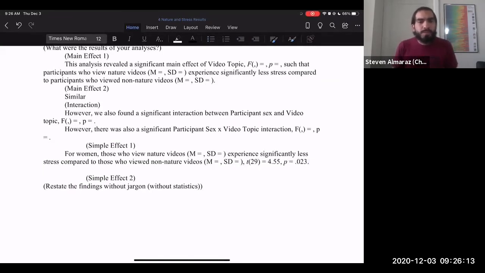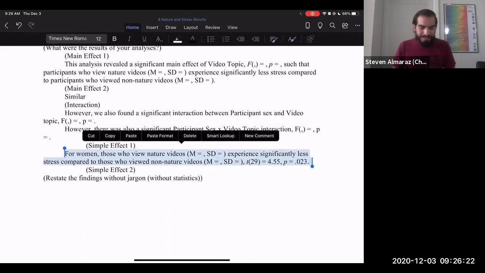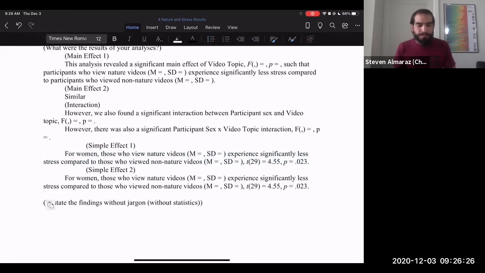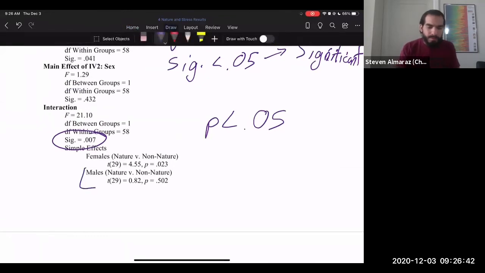So that's what happens for women. But in simple effect 2, we're now going to talk about men. Again, these sentences are so similar, I'm just going to copy it and paste it here. Again, I'm going to use a comparison word. So I'm going to say, but for men, let's see what happened for men. So here's my simple effect for men.